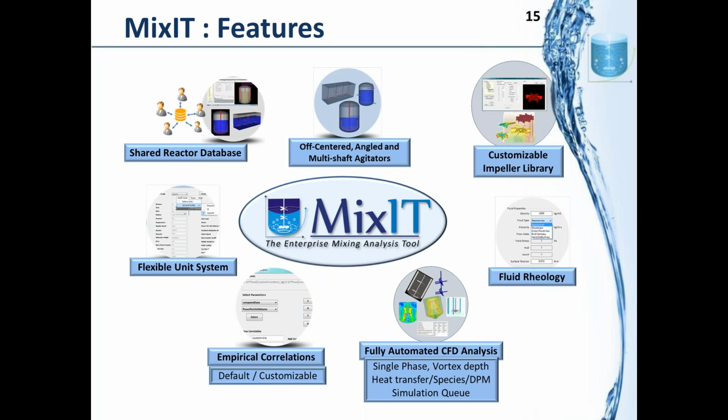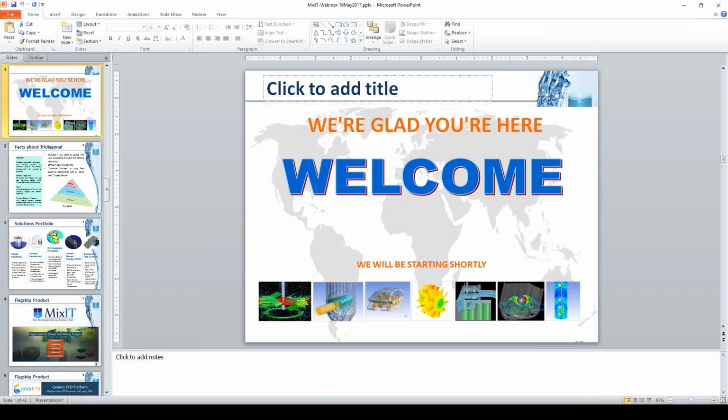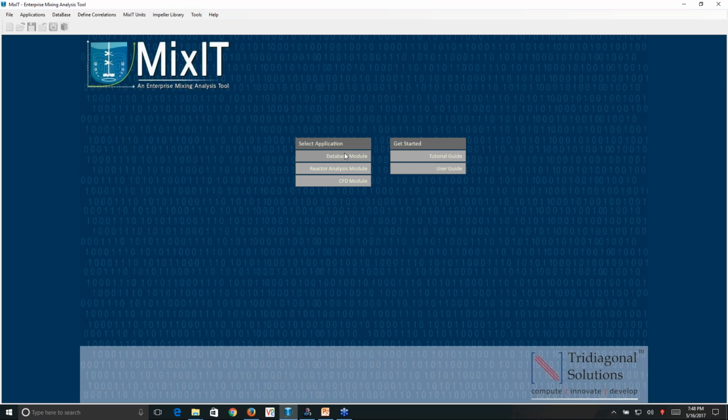As I mentioned, we have 3 different steps here in Mixit. One is the database module, where the user can create a database of various vessel geometries and their process conditions. Correlation-based analysis can be performed in the reactor analysis module, as well as the fully automated CFD analysis in the CFD module. So let's look at the database module first.